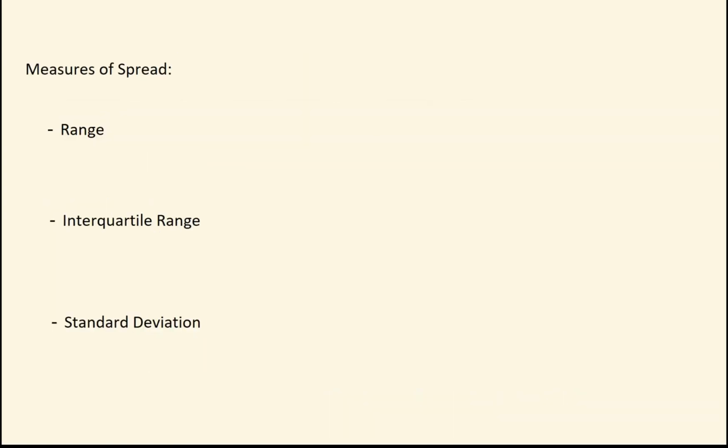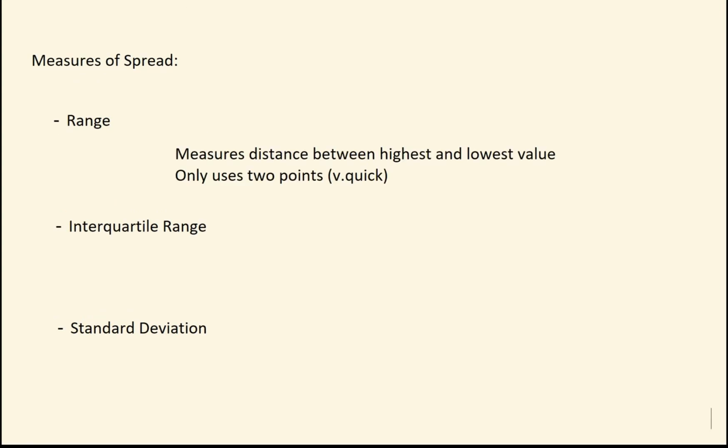Now moving on to main measures of spread. So you have three measures of spread that you should be aware of. That's the range, the interquartile range, and the new one for A level, which is standard deviation. Range is the easiest, just the distance between the highest and lowest value. Only uses 2 points, so it's really quick to work out. On the downside, because you only use 2 points, it's not overly informative. It's not telling you too much about the data as a whole, just the 2 extreme points.